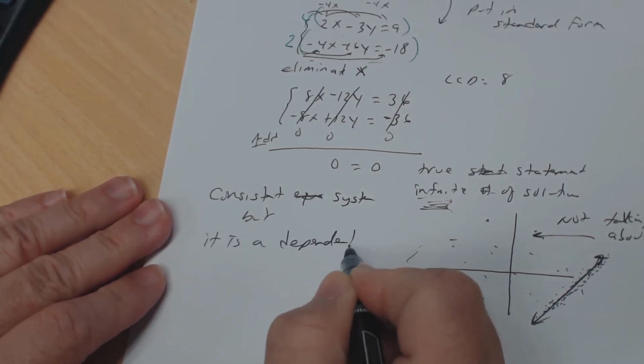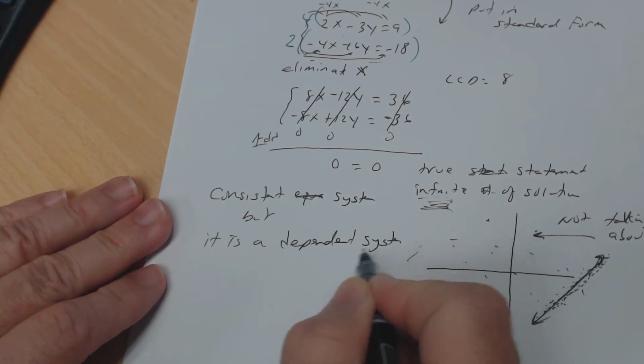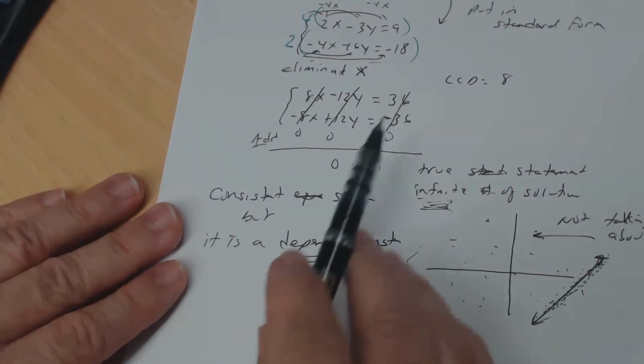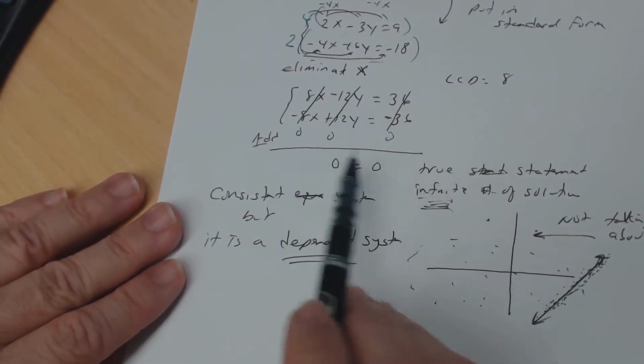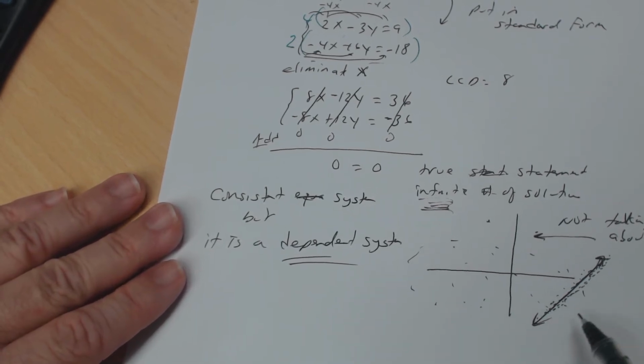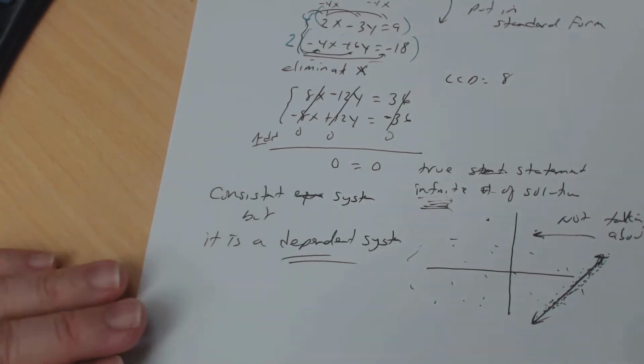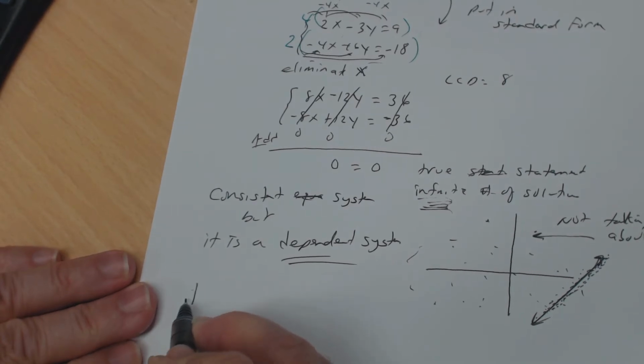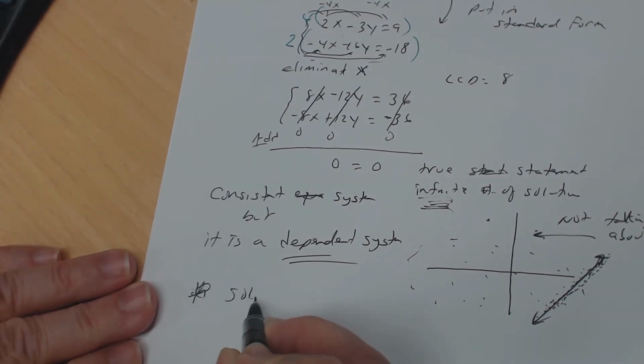All right, so that's a dependent system. So use the word dependent instead. This system is dependent. One equation depends on the other. They overlap. They coincide. All right, now here's how you write your solution. Solutions must be written like this.